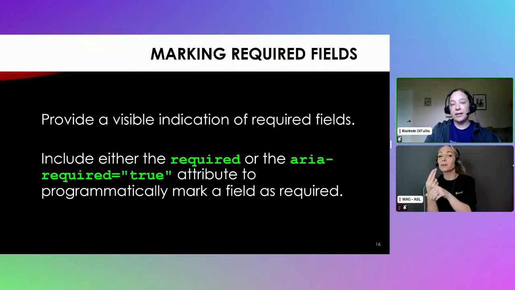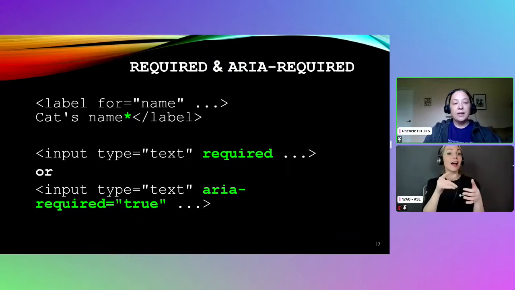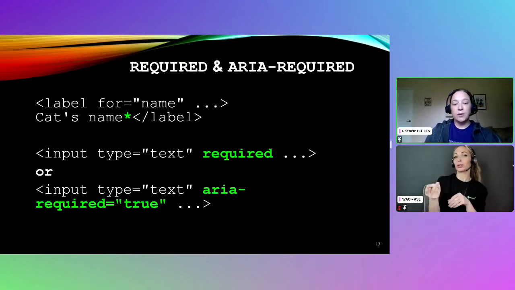But let's look at this in the HTML. So here we have our label, cat's name, and I've got the asterisk to denote that it's a required field. And then I've marked up two inputs. We want to use either or. We don't want to use both. So we can either use the required attribute or the ARIA required equals true attribute, but not both. Using both is against the HTML spec, so we don't want to do that. Pick one and use it. And we're going to talk more about required and form field validation in a minute here.